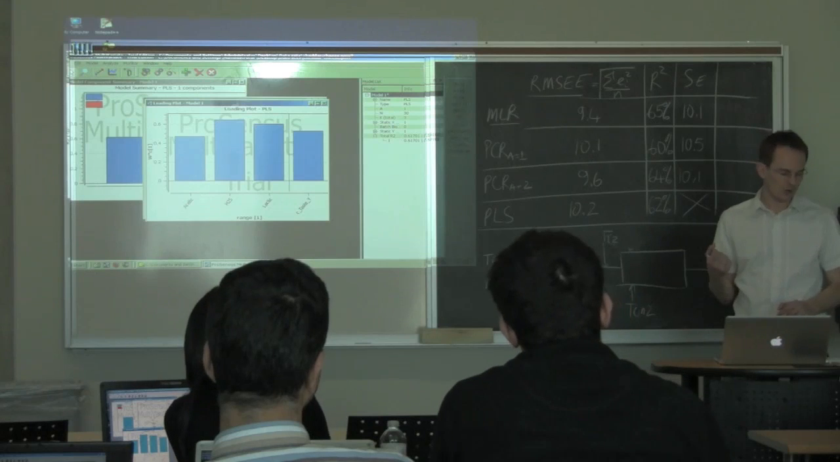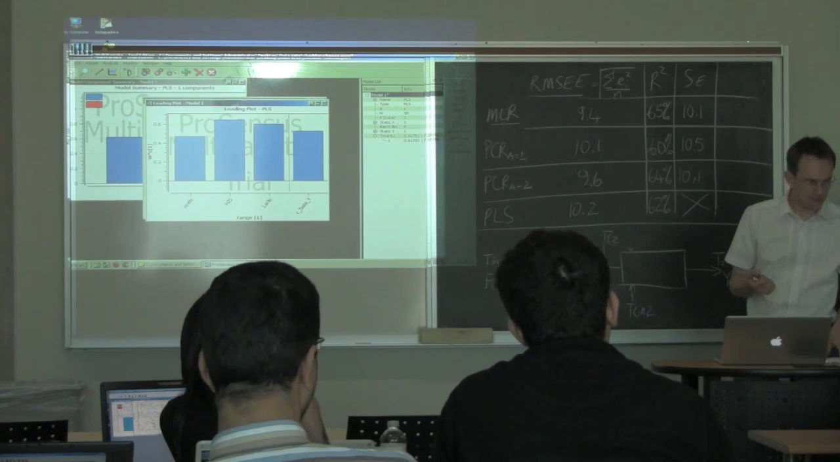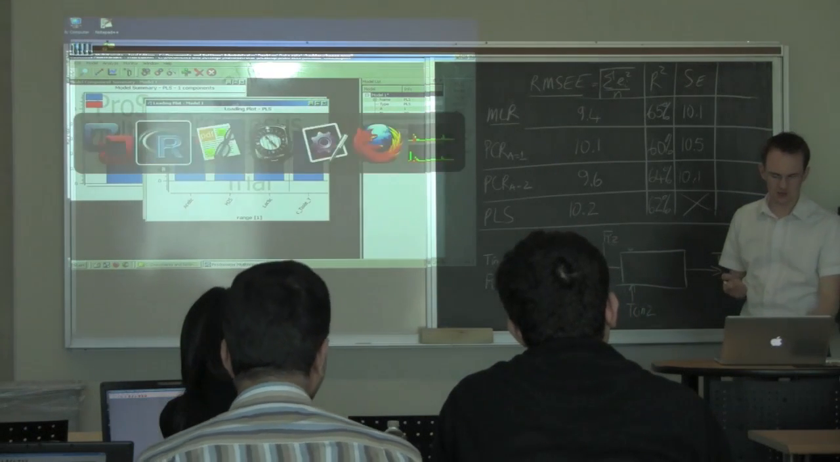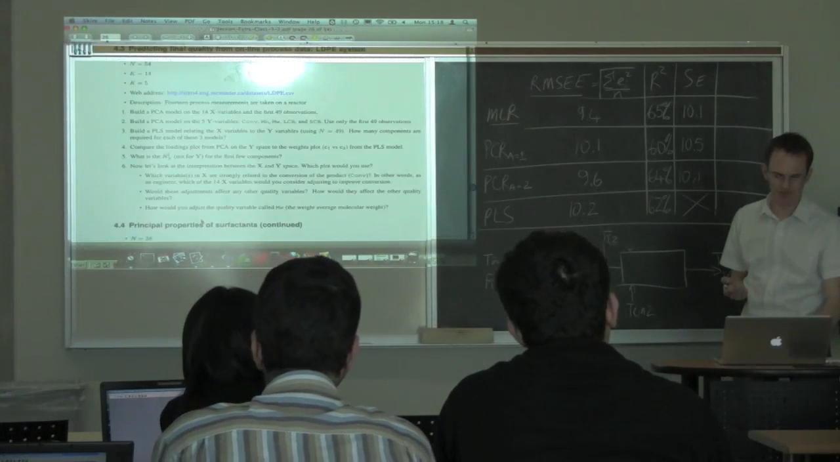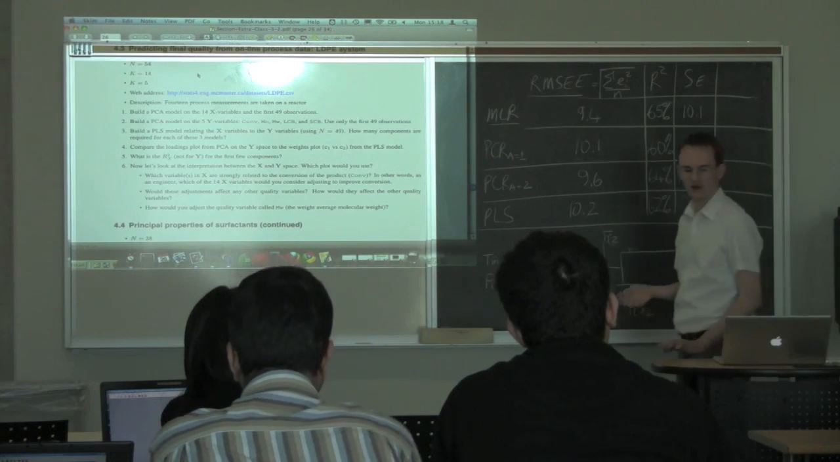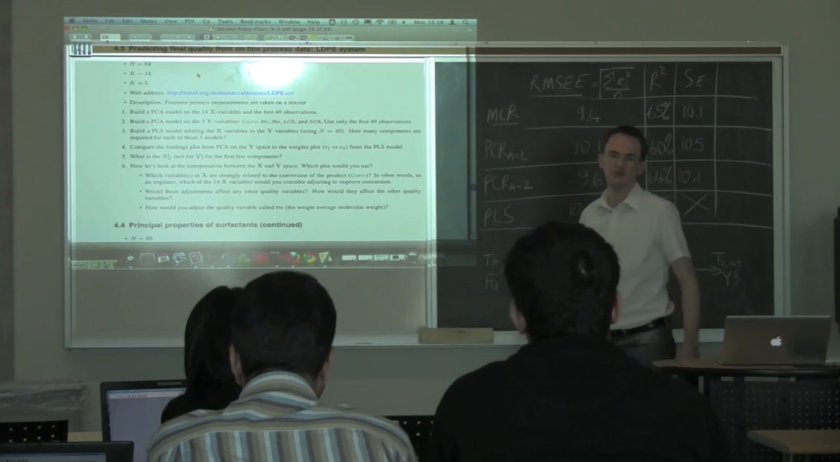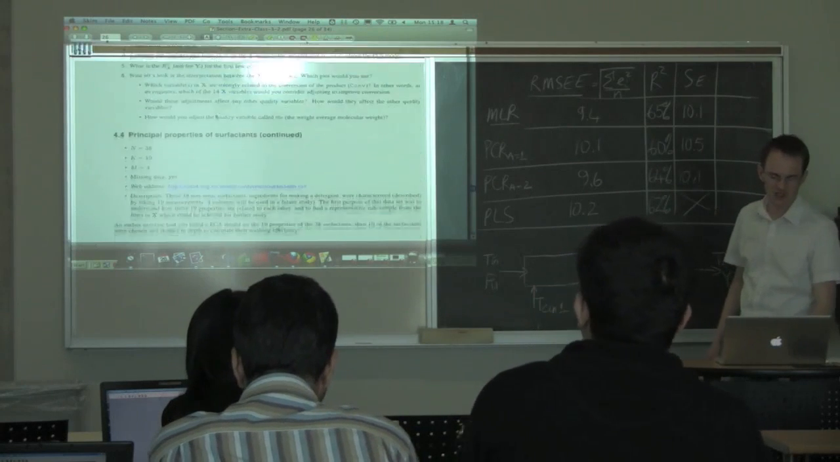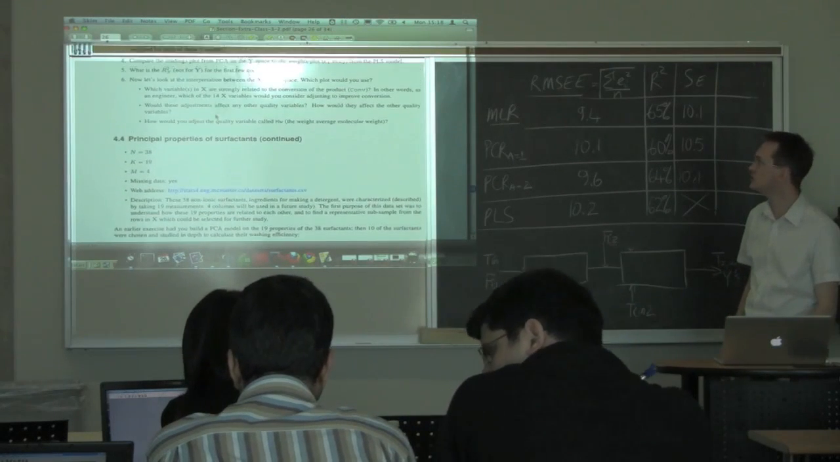Okay, so what I'll do is, let's go through the next study, which was this one over here. Predicting final quality from the LDPE system. This was on page 26 of your notes.